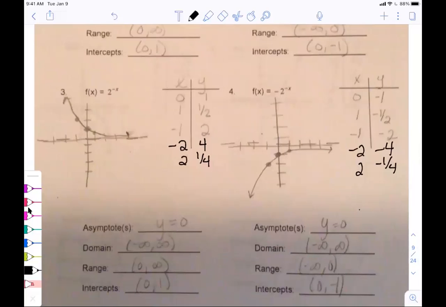All 4 of them have the same horizontal asymptote at y equals 0. So the horizontal asymptote is not changing, it's just at y equals 0 in all 4 of these graphs because the graph is not shifting. So there's really no shift to the graph vertically or horizontally, it's just reflecting.